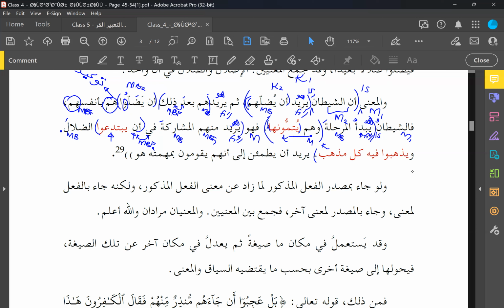You see, أن made this word light, يبتدعوا, and therefore, because يذهب goes back to يبتدع, it also became light. So the sentence actually is يريد منهم المشاركة في أن يبتدعوا وأن يذهبوا. There's a hidden أن here that is working on يذهبوا as well, just because it is معطوف there.